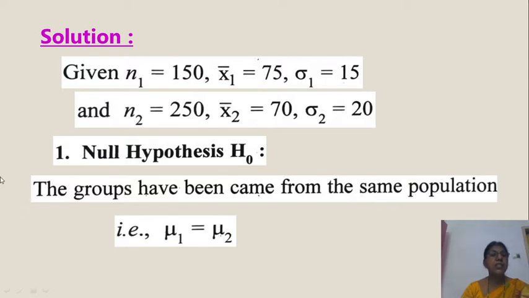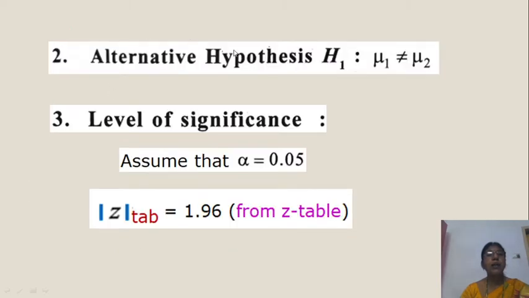Now, the common procedure. What is the first step? The null hypothesis H naught: the groups have come from the same population. That is, mu1 is equal to mu2. Second, the alternate hypothesis H1: mu1 is not equal to mu2. Third, the level of significance. Assume alpha is 0.05. It is not given in the data. Usually we take alpha as 5% if it is not given in the problem. Okay, alpha is 0.05.